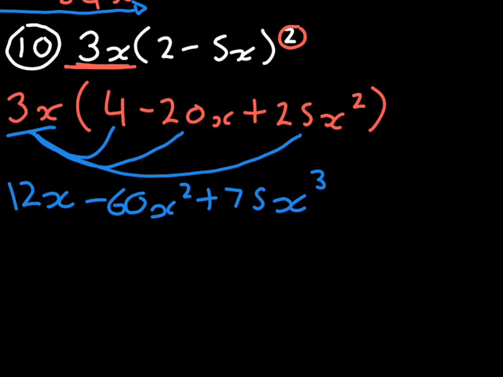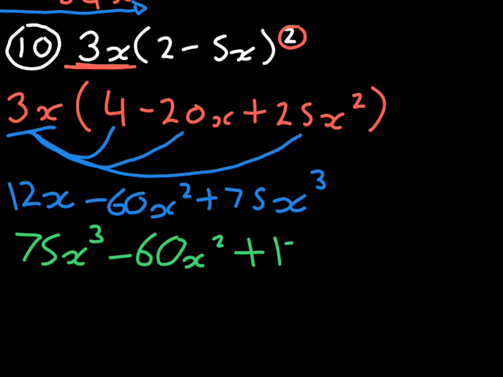Lastly, we must remember to write our expression out in descending powers of x. That means we start with our term which has the highest power of x, so that would be 75x cubed minus 60x squared plus 12x. And that is the final answer for question number 10. It wouldn't have been wrong if you had left your answer like this, but it is more correct to write your answer in descending order of powers of x.